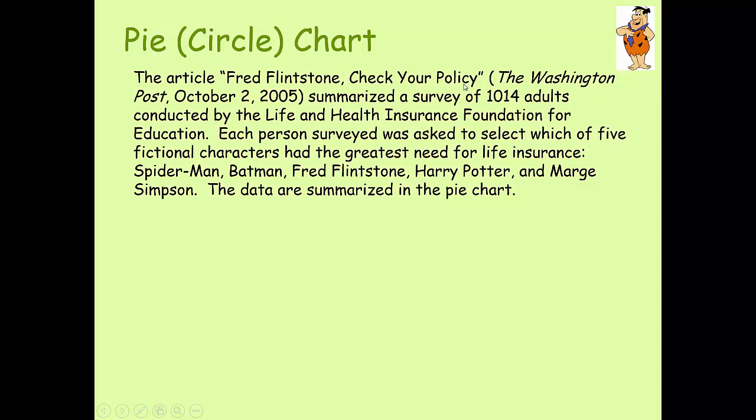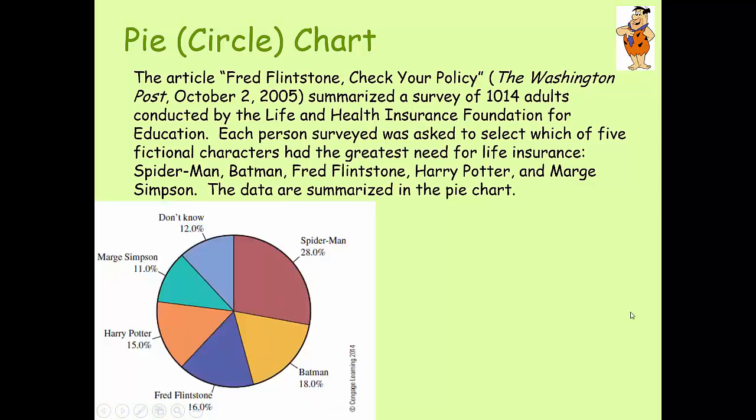So the article "Fred Flintstone, Check Your Policy" summarized a survey of 1,014 adults conducted by the Life and Health Insurance Foundation for Education. Each person surveyed was asked to select which of the 5 fictional characters, so 5 categories, had the greatest need for life insurance: Spider-Man, Batman, Fred Flintstone, Harry Potter, and Marge Simpson. So the data are summarized in this pie chart. Each slice here, as you can see, is the percentage of the people surveyed who thought that character had the greatest need for life insurance.